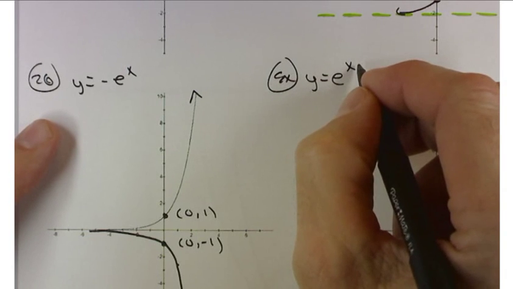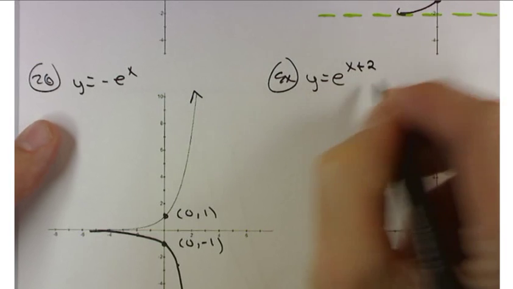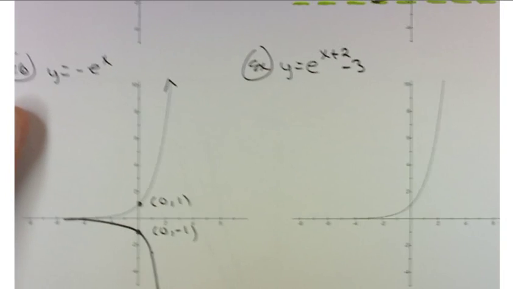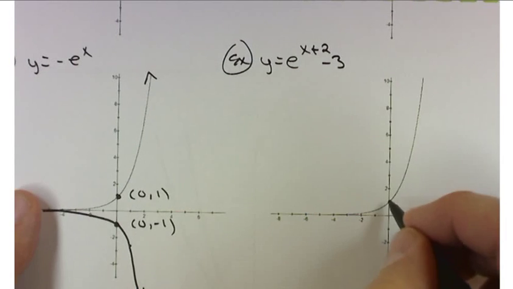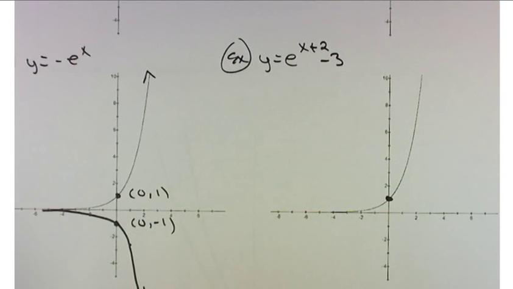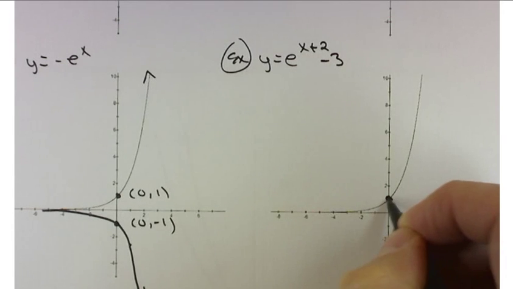So let's do e to the x plus 2 minus 3. So a couple shifts in this one. See if you can figure out where the new horizontal asymptote is, and also figure out roughly where this point is going to be in our new graph.